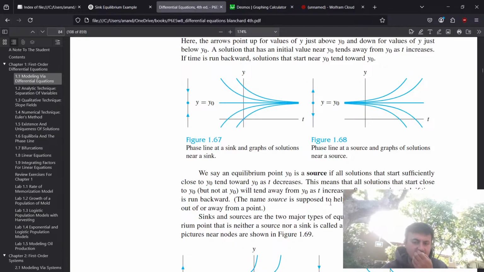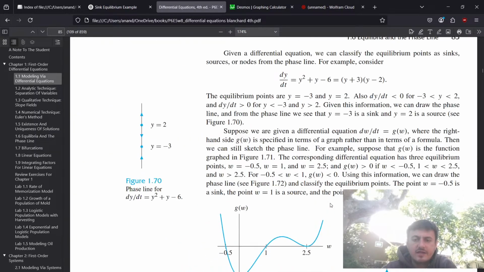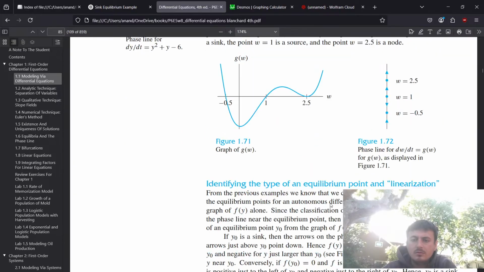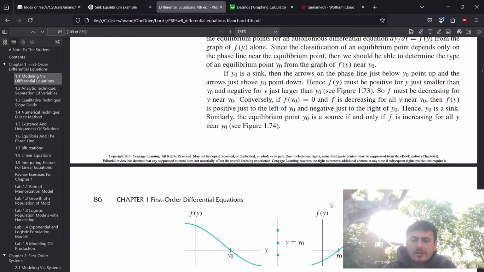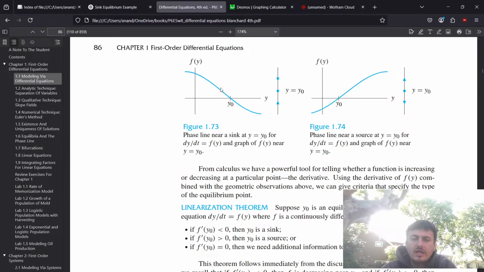Okay, here's the classification stuff. Sink, source, node, that's all easy. And then, okay, here we go. Linearization. You take f prime. So the whole idea is that if you draw a tangent line at the equilibrium point, you can see that... Okay. Forget linearization. Here's what we're going to say.